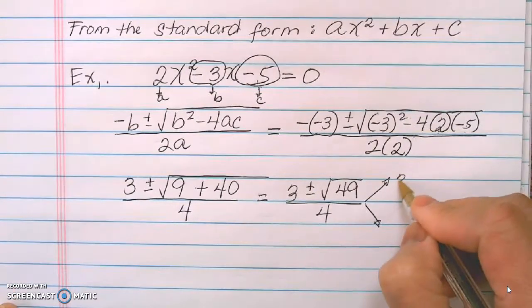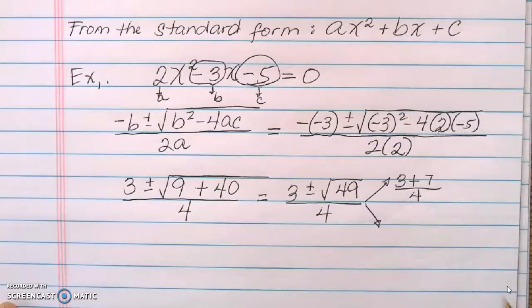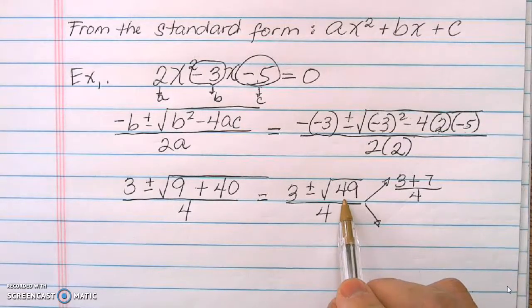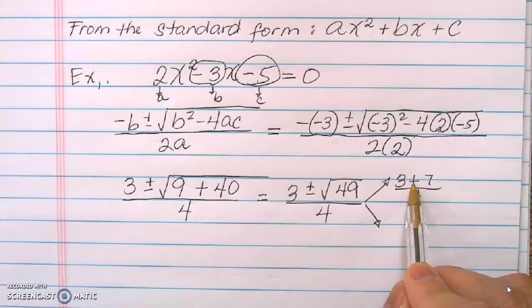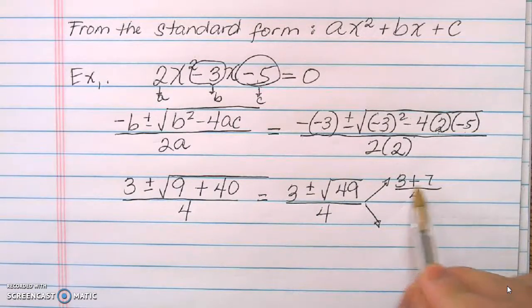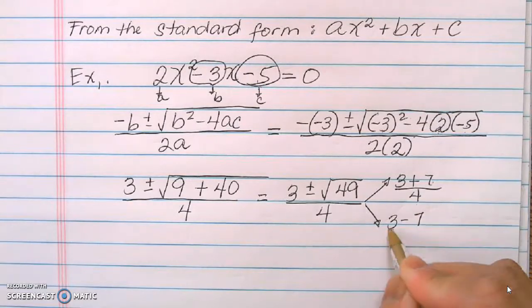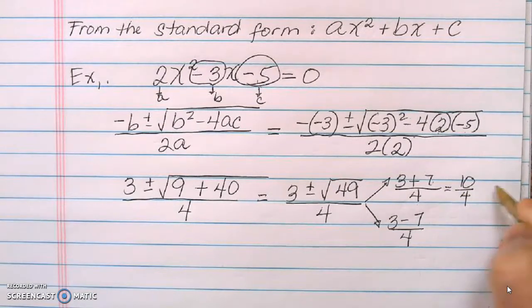One is if you have 3 plus 7 all over 4. Let me real quickly explain where we got the positive 7 from. It is the square root of 49. So the square root of 49 is 7, and so I copied the 3 down. This is the sign that I have, positive 7 or plus 7 all over 4. And on here, I'm going to have 3 minus 7 all over 4. This will equal 10 over 4 or 5 over 2.